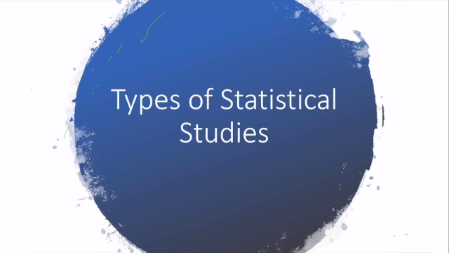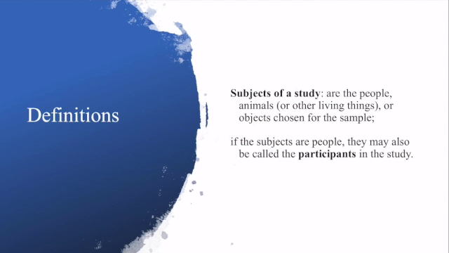All right, so now I'd like to talk about some different types of statistical studies that we can conduct. So remember that the subjects of our study are going to be the people, animals, living things, objects, cars. That's going to be our subjects. If we are studying people, you might want to call them participants, right? They volunteered to participate. They said that it was okay. So just as a clarification for the difference between subjects and participants.